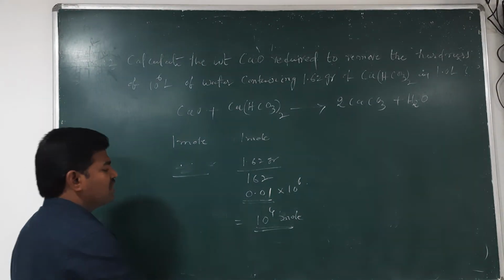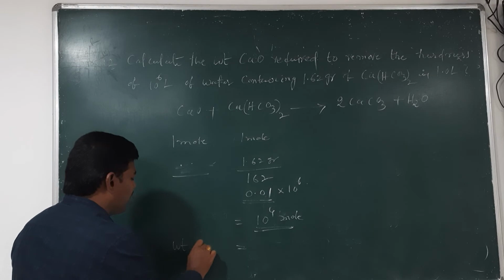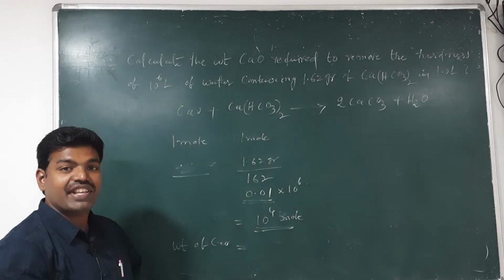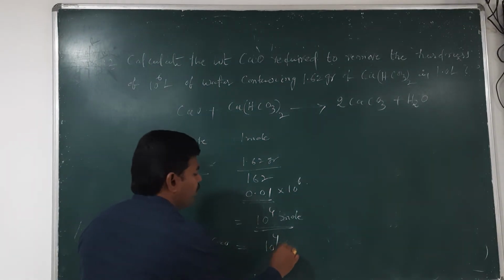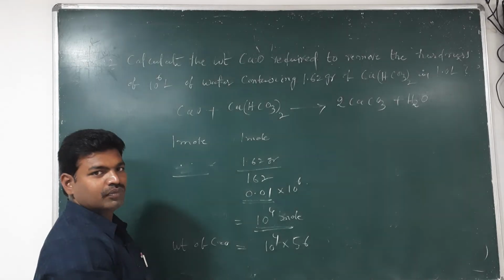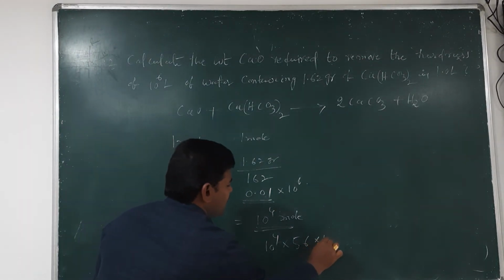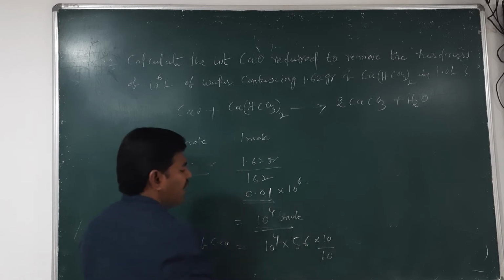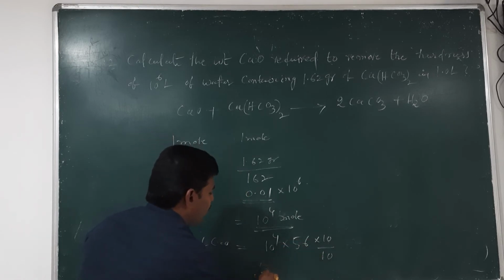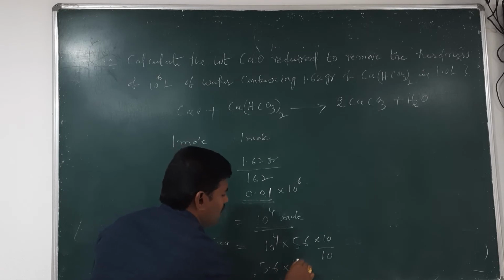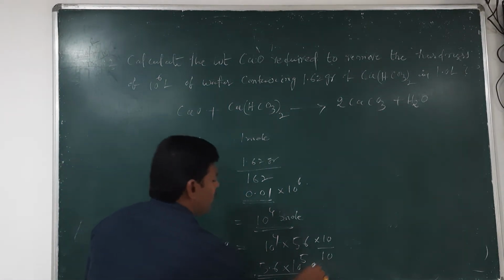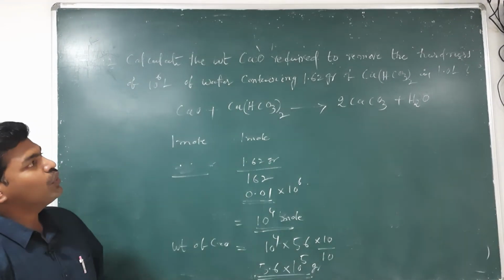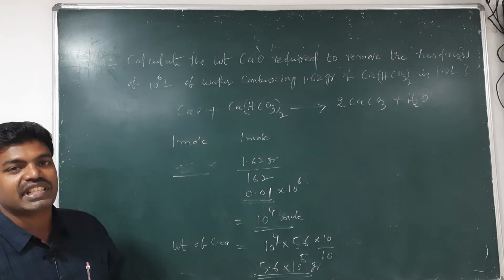So this is number of moles, but weight of calcium oxide is equal to, 1 mole of calcium oxide weighs 56 grams. Okay, then 10 power 4 moles weighs 10 power 4 into 56. Okay, simply just multiply this with 10 and divide with 10. 56 divided by 10 is 5.6, and this is 10 power 4, this is 10 power 1, that is 10 power 5. 5.6 into 10 to the power of 5 grams of calcium oxide is needed to remove the hardness present in 10 power 6 liters of water.